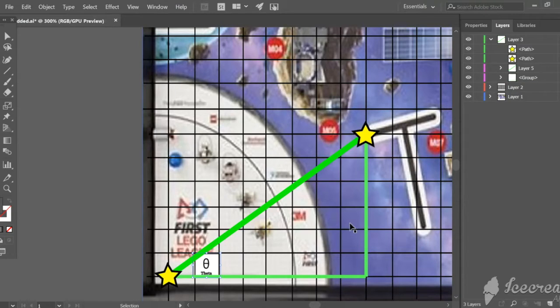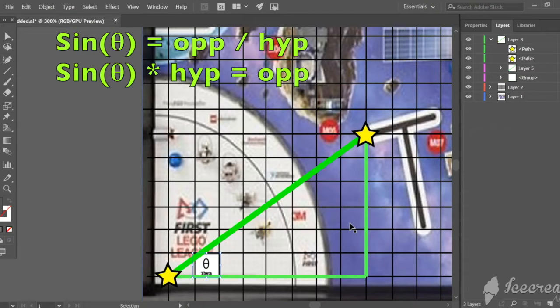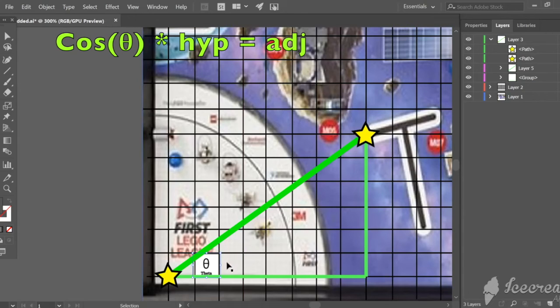So if the sine of theta is equal to the opposite over the hypotenuse, then what we can do is multiply both sides by the hypotenuse, which would give us the formula sine of theta multiplied by the hypotenuse gives us the opposite, thanks to the laws of algebra. So what that means is the sine of this angle multiplied by the hypotenuse will give us the length of the opposite, which is this. This is also true of cosine, which is adjacent over hypotenuse, and so you just multiply both sides by hypotenuse again, which gives you cosine of theta multiplied by the hypotenuse gives you the adjacent.